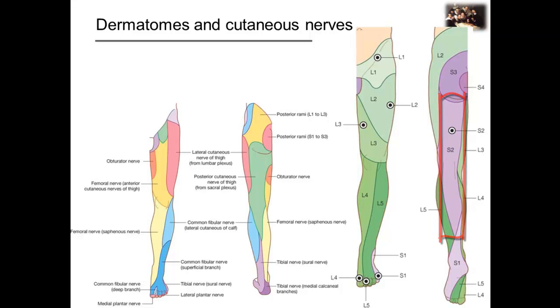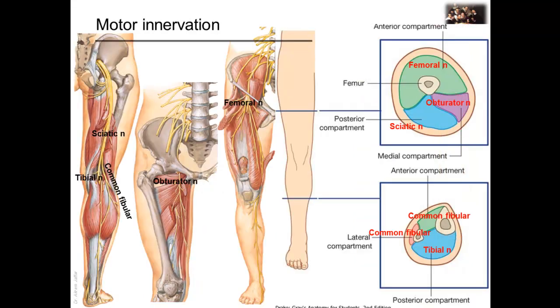Now, regarding the motor innervation, each of the major muscle groups or compartments in the lower limb is innervated primarily by one or more of the major nerves that originate from the lumbar and sacral plexuses. The large muscles in the gluteal region are innervated by the superior and inferior gluteal nerves. Most muscles in the anterior compartment of the thigh are innervated by the femoral nerve, a branch of the lumbar plexus. Most muscles in the medial compartment are innervated mainly by the obturator nerve, another branch of the lumbar plexus.